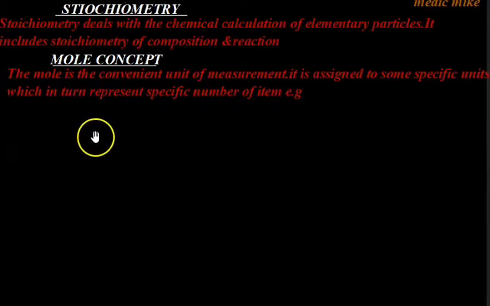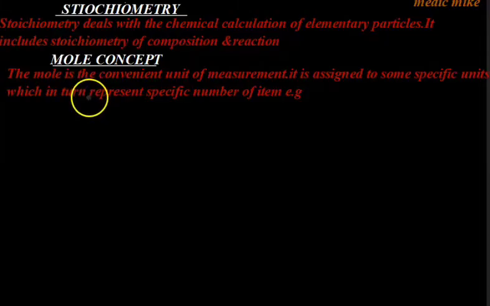Today's topic we'll be talking about stoichiometry and how it affects our daily calculations in chemistry. Majorly, stoichiometry is of two types, which are stoichiometry of reaction and stoichiometry of composition. Having established that, we'll be moving forward to discussing what we mean by mole concept. We can't talk about stoichiometry without talking about the concept of mole.